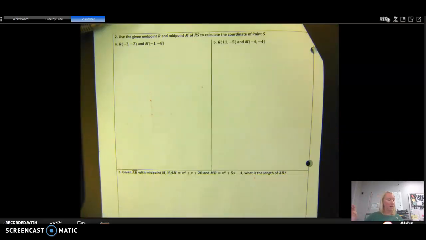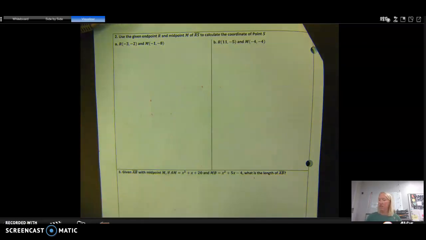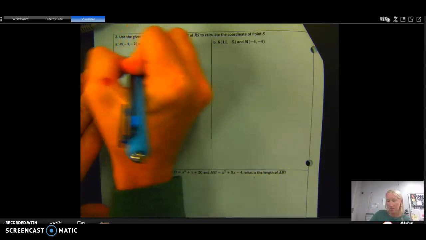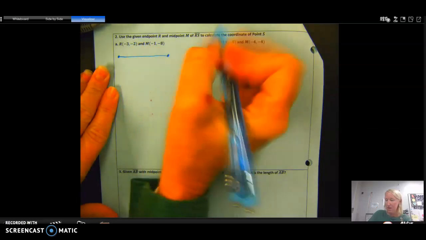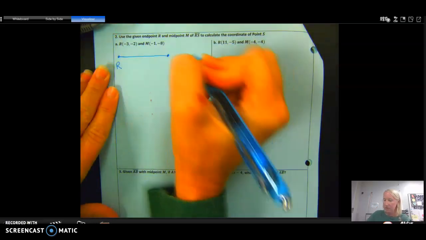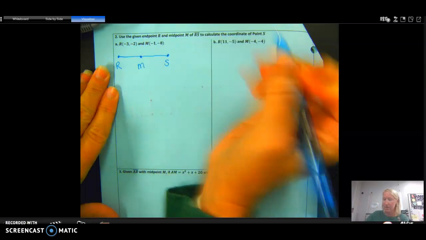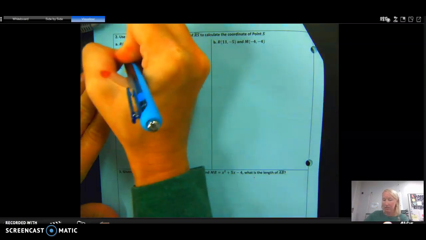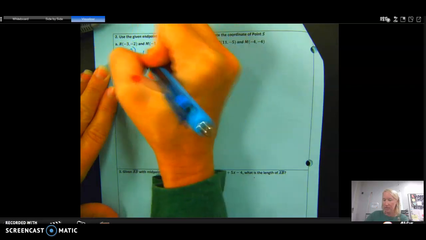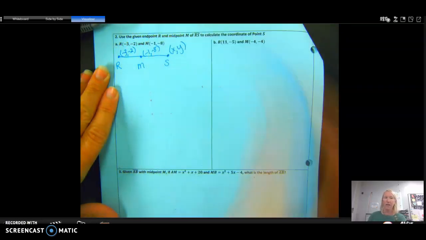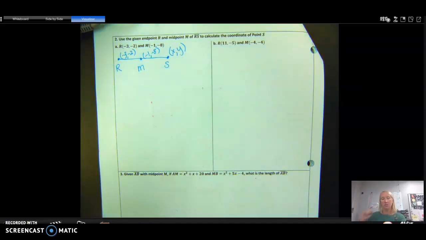Okay, on the back, it says, use the given endpoint R and midpoint M of RS to calculate the coordinates of point S. So we're going to draw a picture because remember how important pictures are. Endpoint R, midpoint M, endpoint S. Okay? So this is at negative 3, negative 2. This is at negative 1, negative 8. We have to find the x and y here. Okay? So we're still doing midpoint.